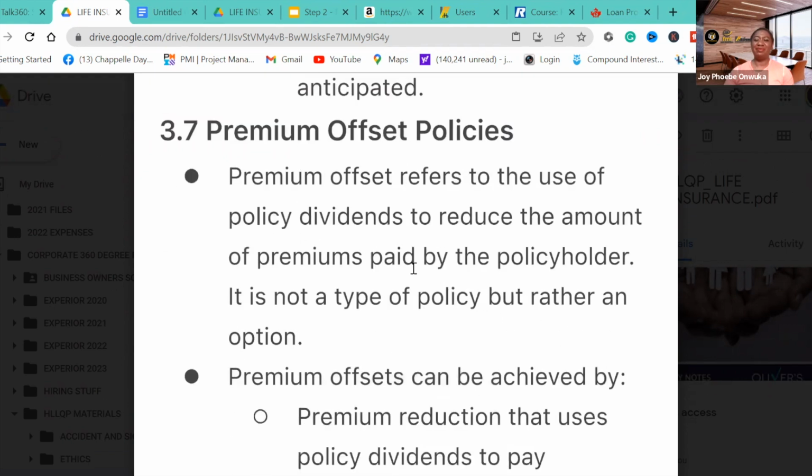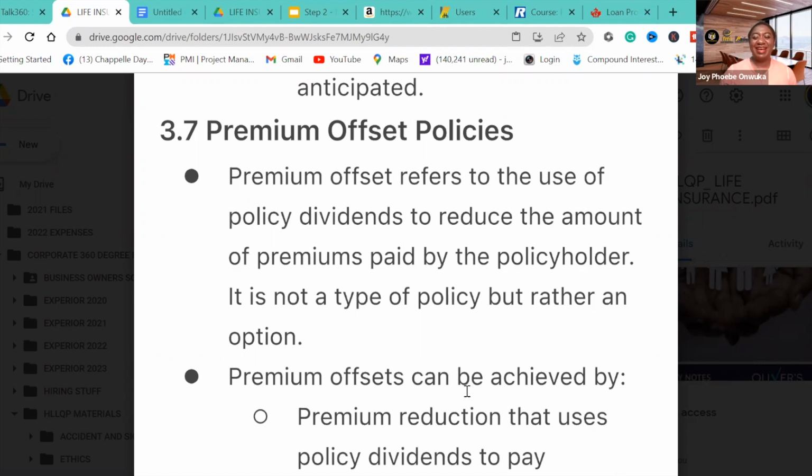Okay. Premium offset policies. For premium offset policies, this refers to the use of policy dividends to reduce the amount of premium paid by the policyholder. It is not a type of policy, but rather an option.